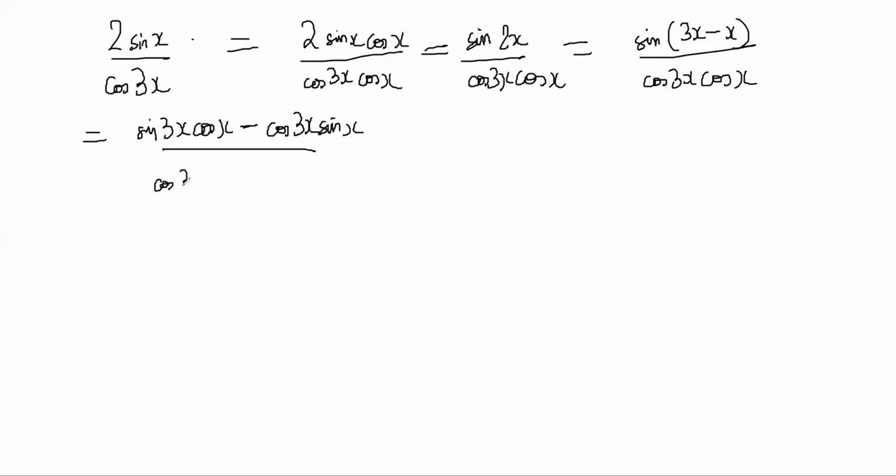by cos 3x cos x. So, okay. Now I get tan 3x minus tan x. So the same process you will do for all of them.